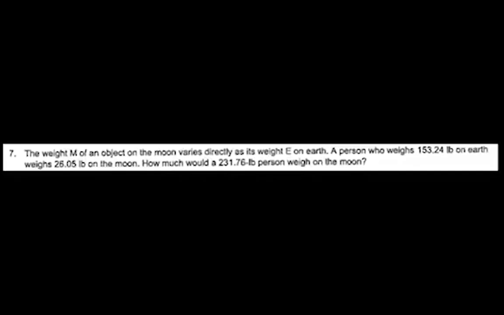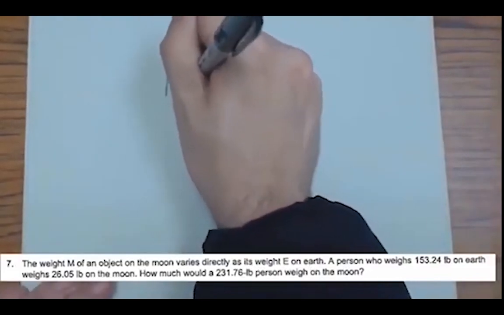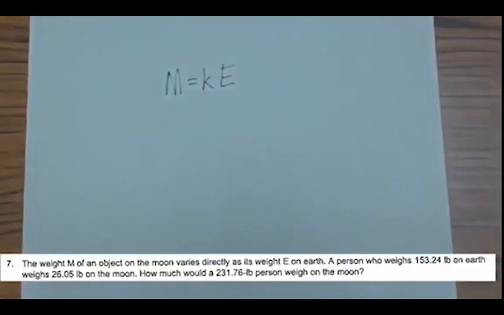The weight m of an object on the moon varies directly as its weight e on Earth. A person who weighs 153.24 pounds on Earth weighs 26.05 pounds on the moon. How much would a 231.76 pound person weigh on the moon? So if we read that first sentence, the weight m varies directly as the weight e. M varies directly as e.